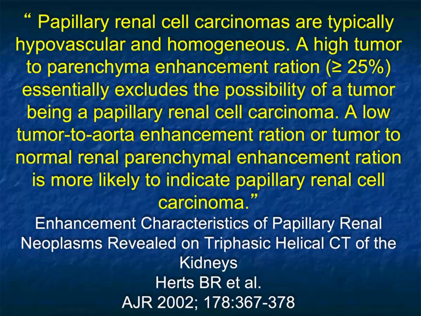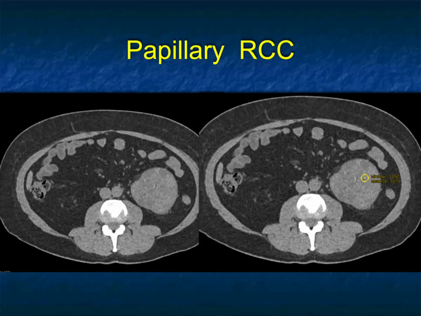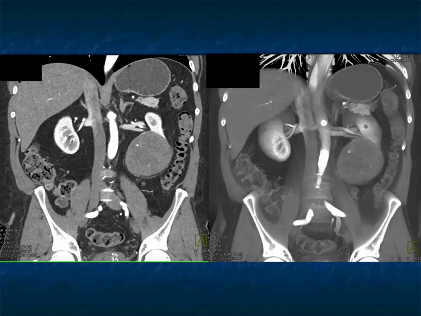This article by Hertz from a while back, talking about the fact that papillaries are hypovascular and homogeneous. And this article has stood the test of time. Again, putting those articles together, smaller, smoother, less vascular. Now, I mentioned they're not always small. Here's a 6 centimeter lesion that measures all of about 38 Hounsfield units. Remember the article, 37 is the magic number. For RCC, this is 38, right on that magic number.